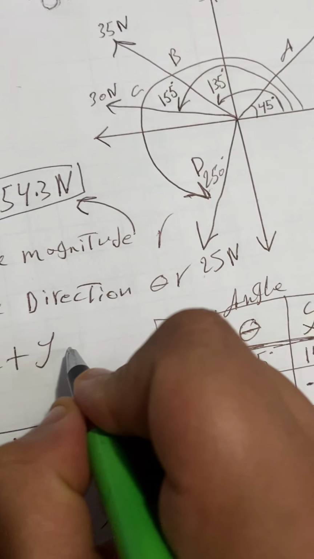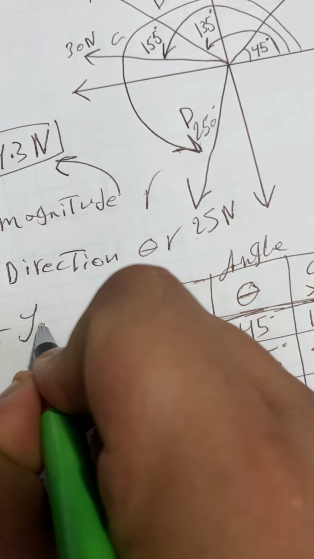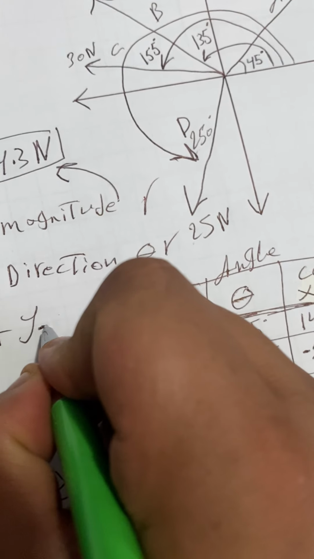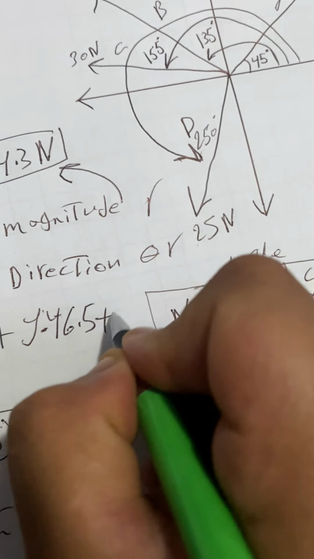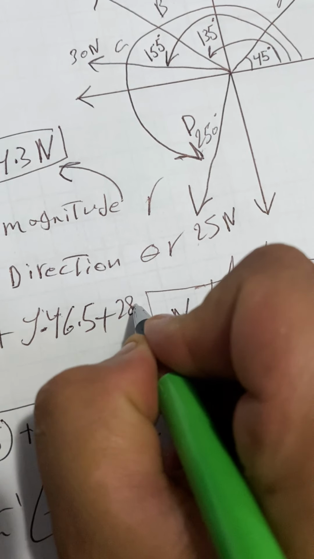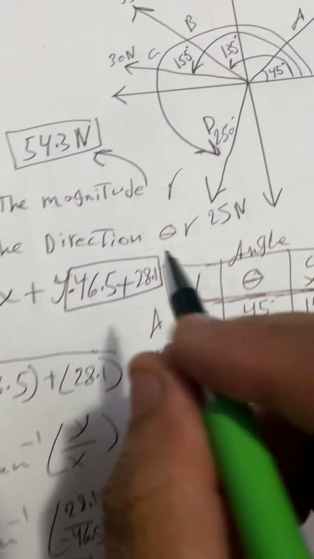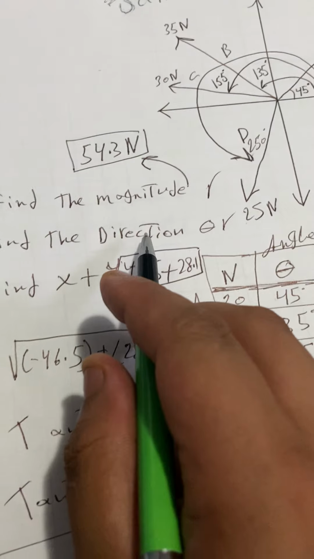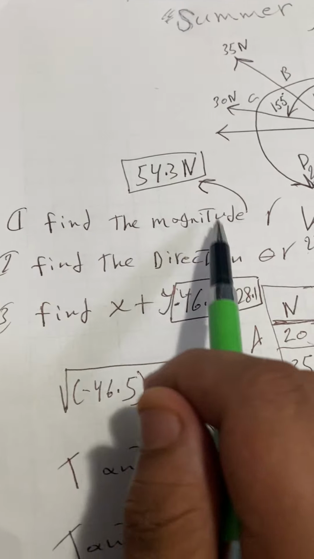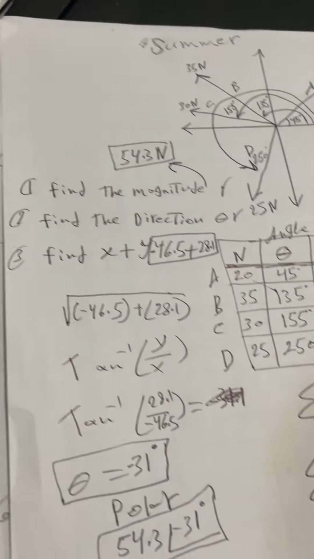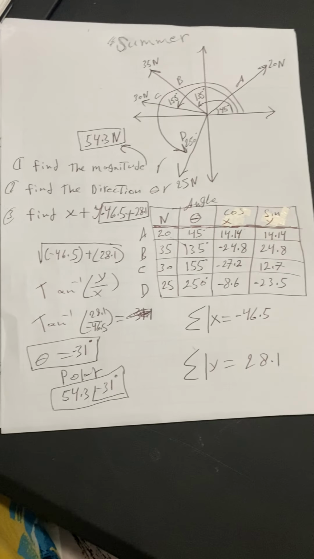oh yeah, sorry. We have to put a negative 46.5 plus 28.1. And that is it. That's for this one. And this one, the direction is right here, 31 degree, negative 31 degree. And then for the magnitude, I have 54.3 Newton. And that's it. And that is the answer.